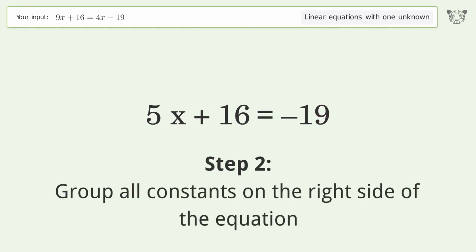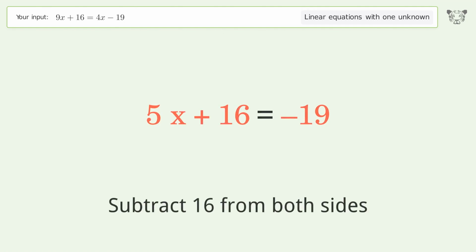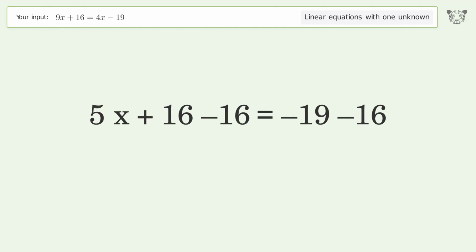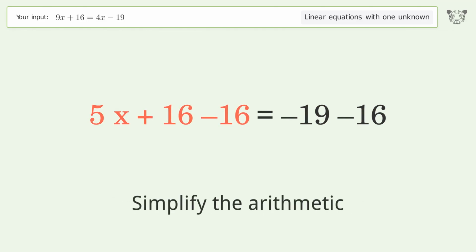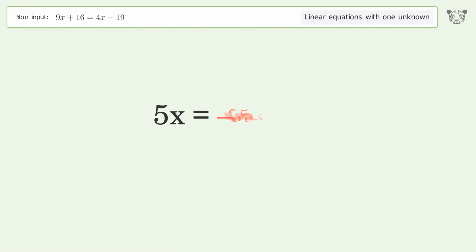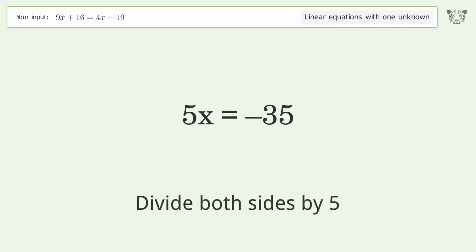Group all constants on the right side of the equation. Subtract 16 from both sides. Simplify the arithmetic. Isolate the x. Divide both sides by 5.